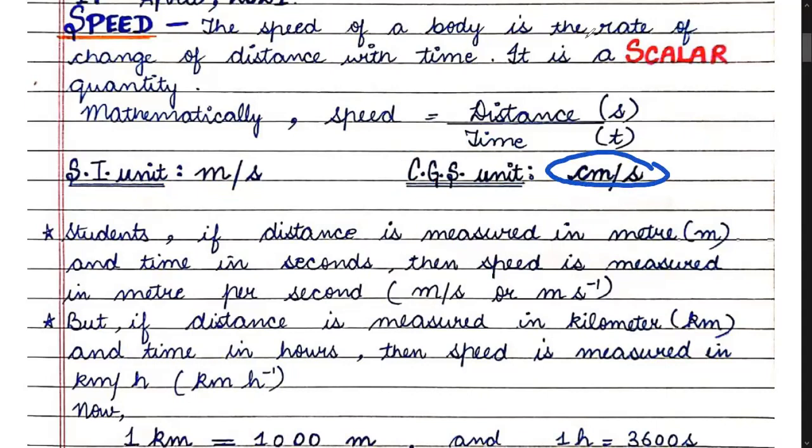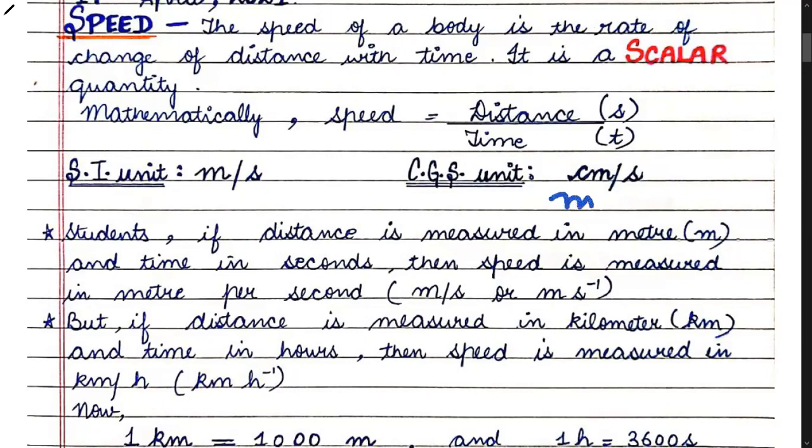Now before moving further, learn the definition of speed. What is speed? Rate of change of distance with time. Formula: speed is equal to distance upon time. Unit: SI unit is meter per second. CGS unit is centimeter per second.